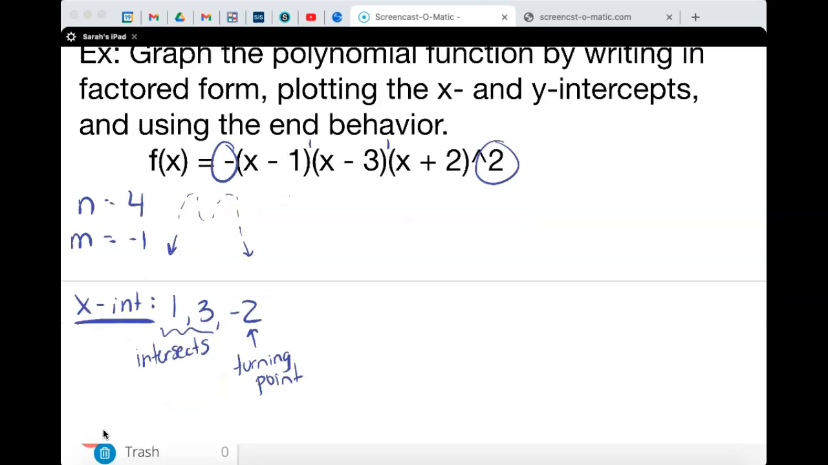Yeah, it's a turning point. Okay. So I'm just going to start plotting this, and then we're going to make a table and plot some points to finish it. So that's 1, 3, -2.